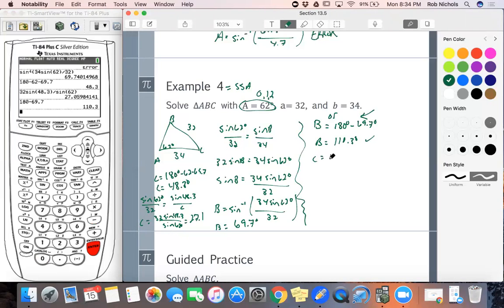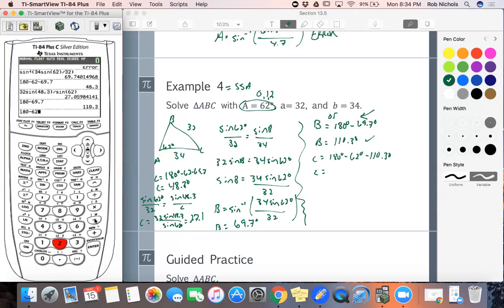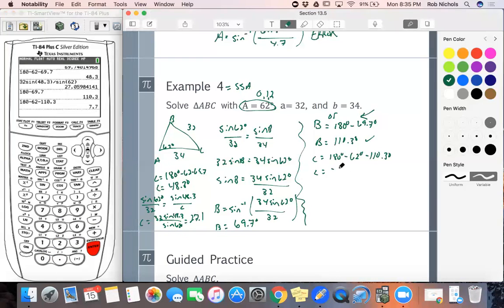If that's a solution, then I subtract: 180 minus 62 minus 110.3, with 62 coming from the original problem. Let's see what another possibility is. Now, if I get a negative angle, then I know this was not a possible solution. And let's see, I got an angle of 7.7. That's perfectly fine, so this is a valid solution.